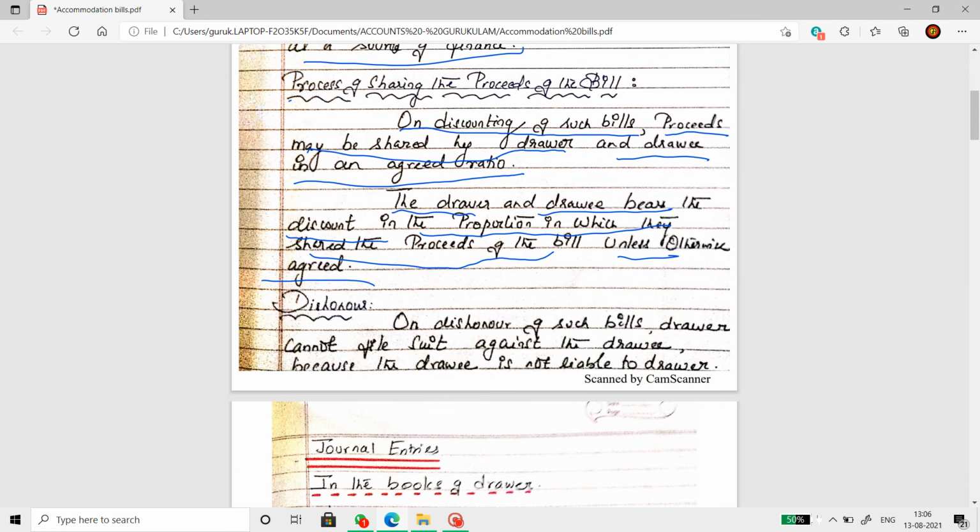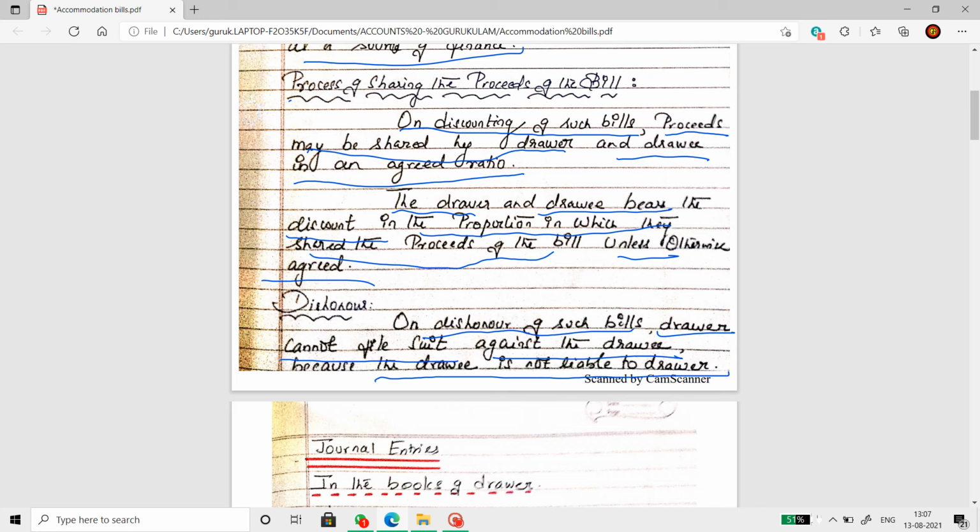Okay. Now, dishonor. On dishonor of such bills, the drawer cannot file suit against the drawee, because this is not a business bill, let me tell you. This is not a trade bill. So therefore, the drawer cannot file a suit against the drawee, because the drawee is in no way liable to the drawer. It is just mutual help. It is just the help given by the drawee to the drawer, or maybe mutually to each other. So these bills are mainly made between parties who know each other very well, like friends.